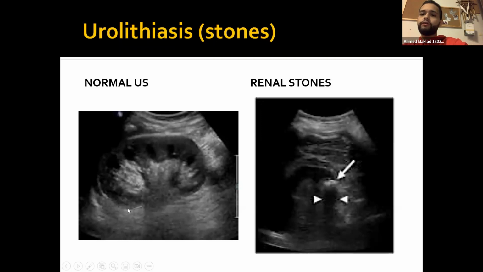Again, this is a normal ultrasound of the kidney. And if you look right here, there's a stone right here, and you can see a posterior shadow right here. Right behind the stone, it's just dark.